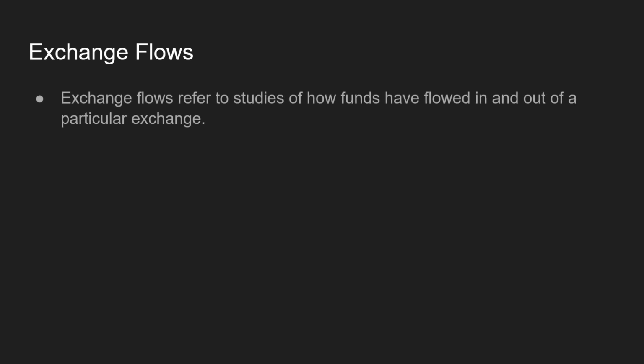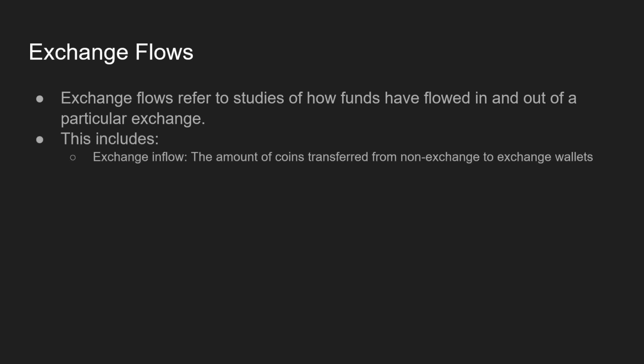Now, the first on-chain metric we're going to discuss and dive into is the exchange flow. Exchange flows refer to studies of how funds have flowed in and out of a particular exchange. This includes the exchange inflow, which is the amount of coins transferred from a non-exchange to an exchange wallet. So let's say a person has a crypto wallet, maybe like a Trezor or some sort of digital wallet like a Trust Wallet or MetaMask, and they're sending this to an exchange. This would count towards that exchange inflow.